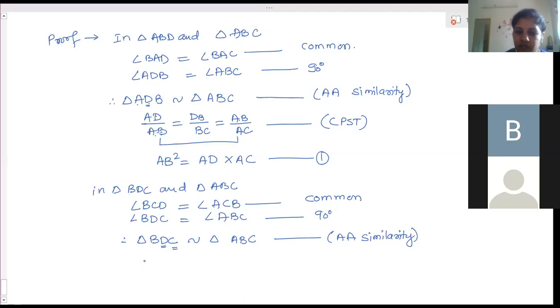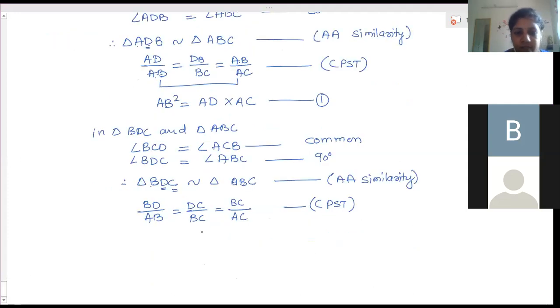And now take the ratios. BD, first two letters by first two letters, AB. Then second and third letter, DC, second and third letter, BC. And first and last letter, BC, by first and last letter, AC. This is CPST. Now which fractions will you cross multiply?